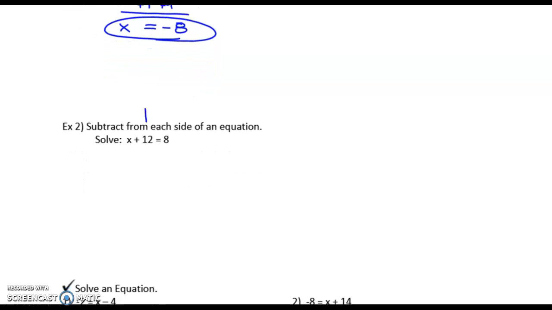The same thing is true in example 2. We are going to, once again, solve for the x. So we have to move the 12. So it's a plus 12. The inverse operation of addition is subtraction. And so now we subtract 12 from both sides. So we're going to have x equals 8 plus negative 12 is negative 4. So our solution in this problem is x equals negative 4.